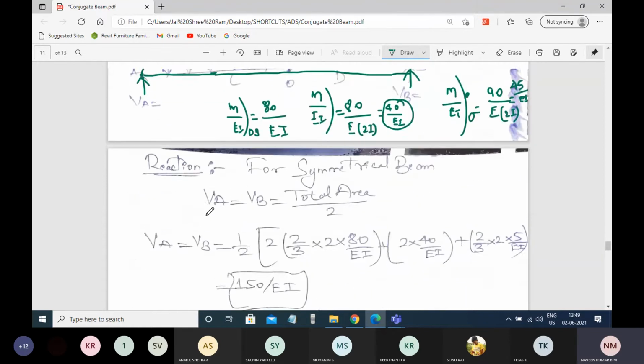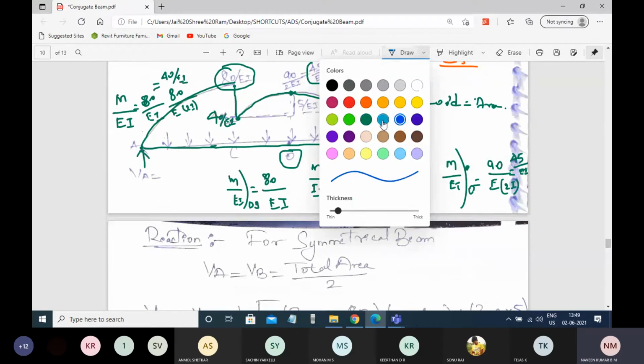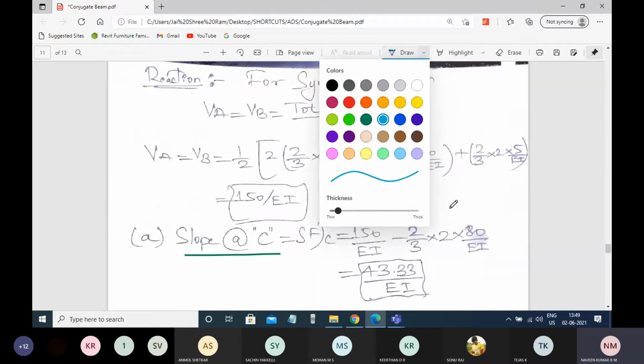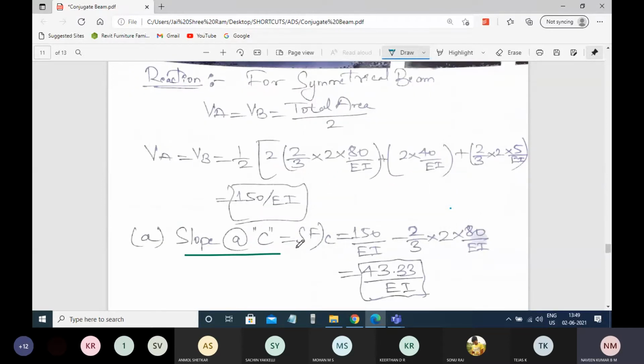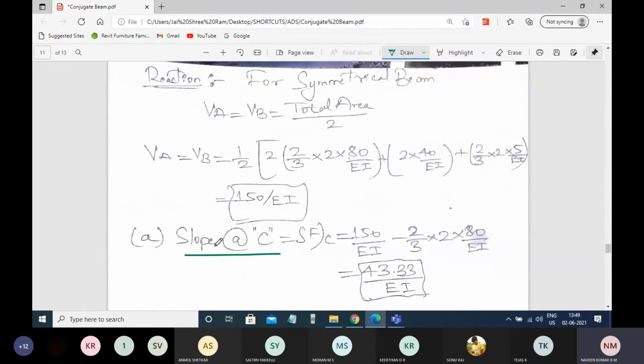At the midpoint we have given a designation as O. Now let me find how to find the slope at C as well as delta at the midpoint. We know that the slope in the real beam is equal to the shear force in the conjugate beam.